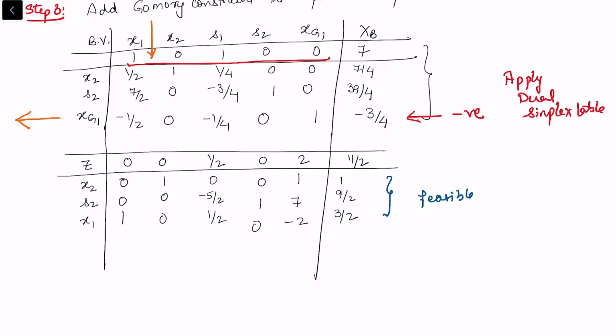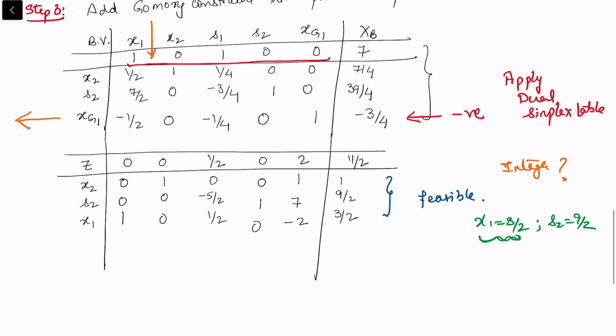So that gives me the optimal table for the moment, but again I have to see whether this is integer or not. So again check the integer criteria, but we see that the x1 here is 3 by 2 and s2 is 9 by 2. So x1 is still not integer as we desired. So again construct the Gomory constraint. So we'll continue with one more iteration.